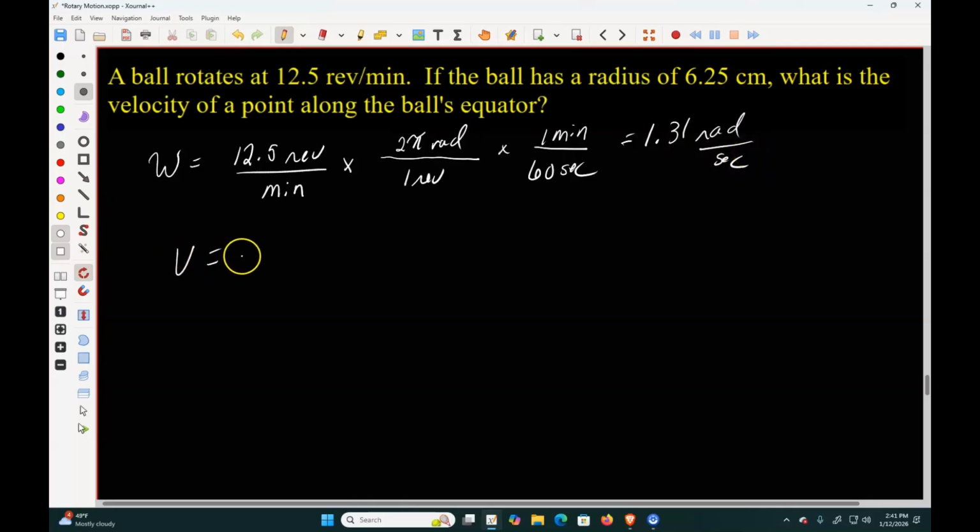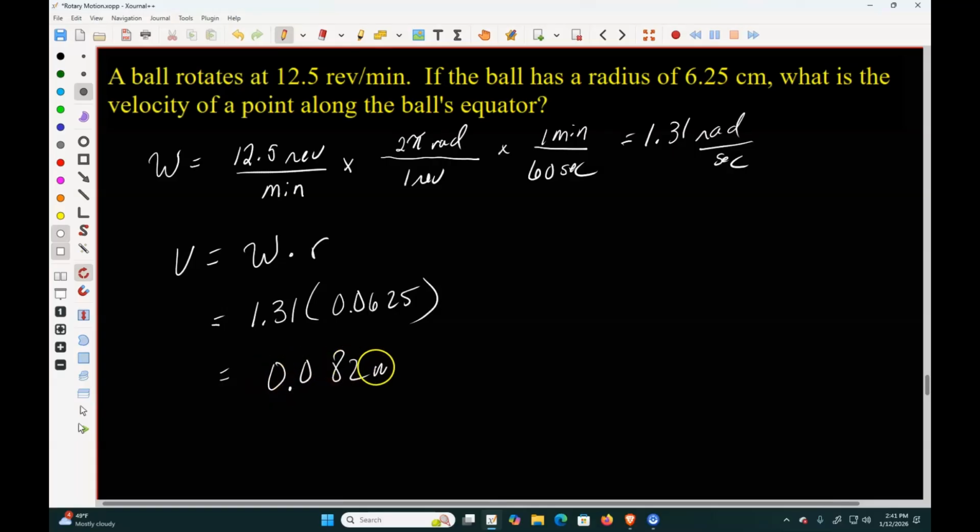Now, velocity is equal to omega r. So it's going to be 1.31 times the radius of 0.0625. So velocity will be 0.082 meters per second.